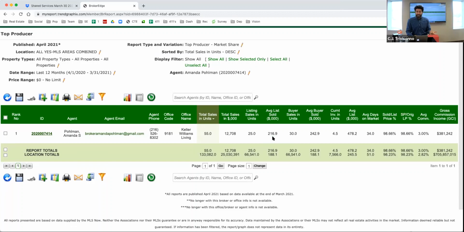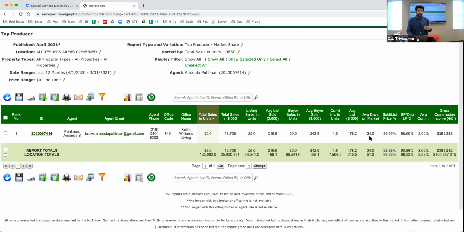So Amanda's average list price, since she became broker, is almost $217,000. She had 30 buyer sales in the past 12 months. Average buyer price is $243,000. She currently has 4.5 listings. I don't know what the half is, maybe a rental or something. Her average list price right now is $478,000. So awesome price. Her average days on market, to sold, is 34 days.